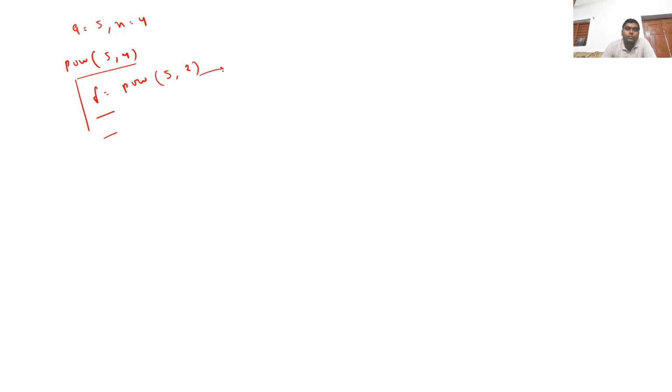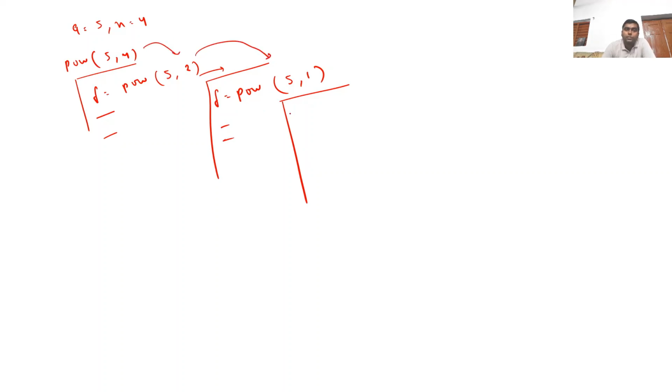Now come to this. Again n is not equal to 1. So simply f equals power of a, which is 5, comma n by 2. 2 by 2 is going to be 1. So here two steps are still pending. So now come to this part. The recursive call is going on. So this is calling this and this is calling this. So this initial condition, if n double equal to 1, returns a. So return 5. So this will return 5.